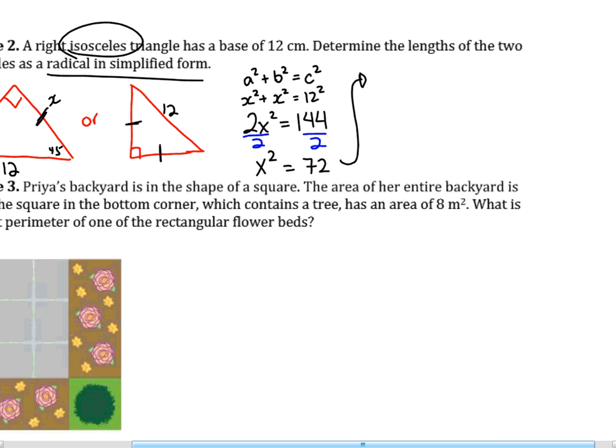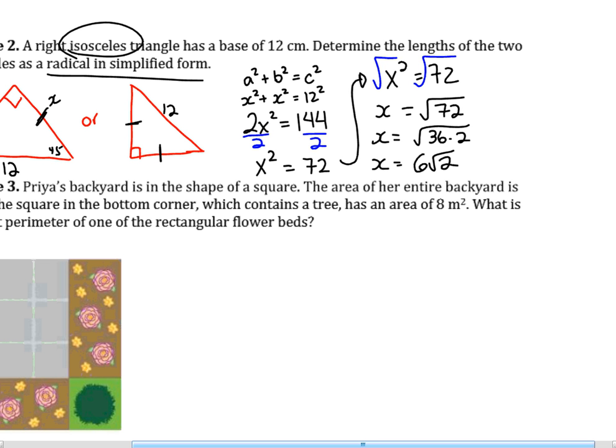Now what? Now, Chase. What you just said. Square root both sides. Okay. Now, normally we'd say plus or minus. Can you have a minus in this situation? No. So, can we simplify root 72? 36 times 2? Good job. Which equals 6 root 2.